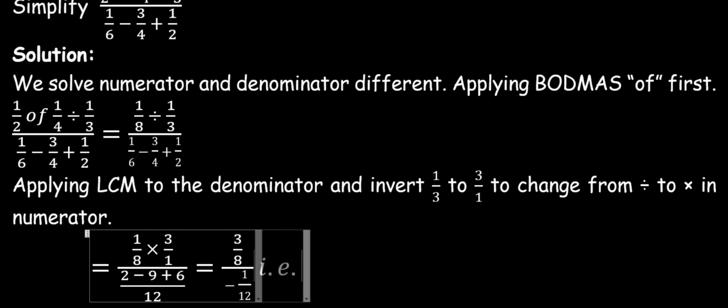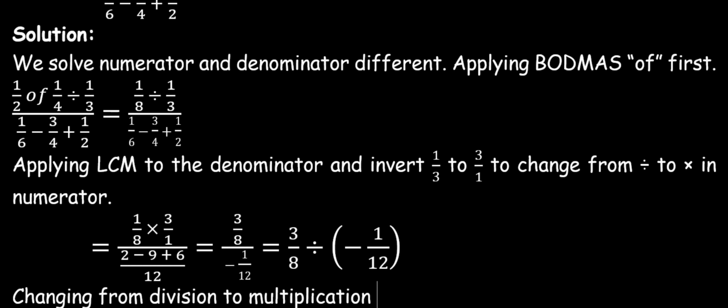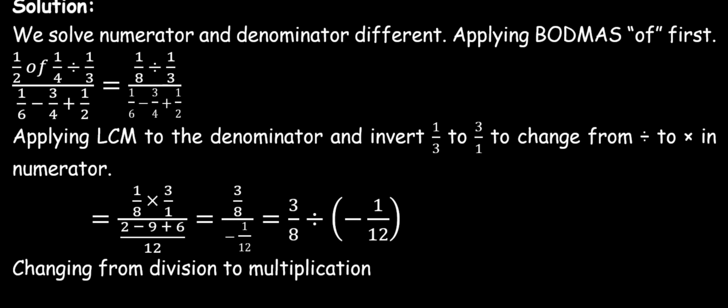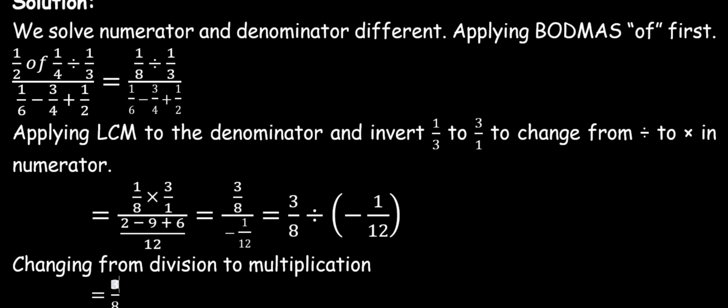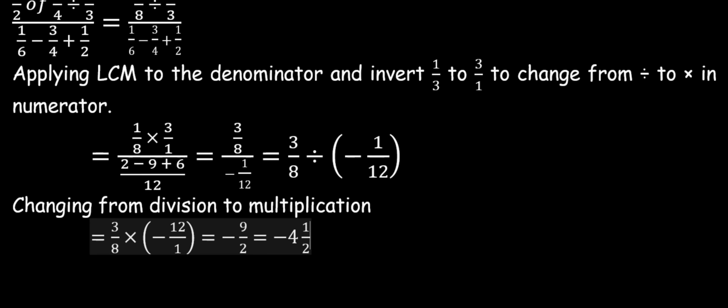is equals to 3 over 8 divided by, bracket open, minus 1 over 12. Changing from division to multiplication, we now have 3 over 8 times minus 12 over 1, bracket open and close. And that will give us minus 9 over 2, which is the same as minus 4 whole number 1 over 2. Next, we take some word problems involving fractions.